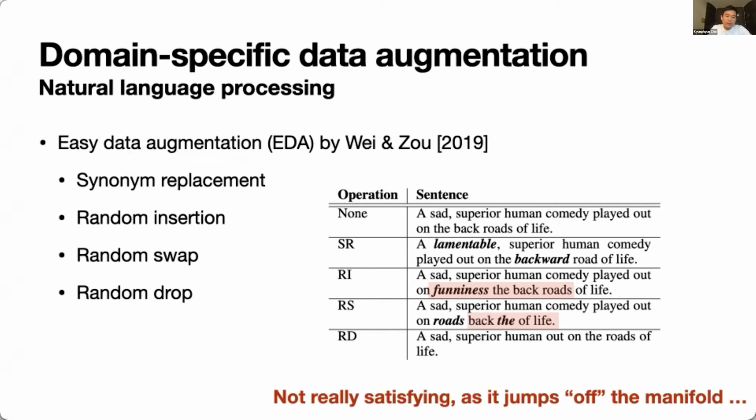Now, unfortunately, this method is not really satisfying as it jumps off the manifold. We start from a well-formed sentence that is by definition on the manifold. By applying this easy data augmentation, almost always, except for some rare cases of synonym replacement only, the example jumps off the manifold, and that's not what we want. We in fact want to stay on the data manifold so as to ensure that the classifier we train is going to be smooth or generalize better on the data manifold.